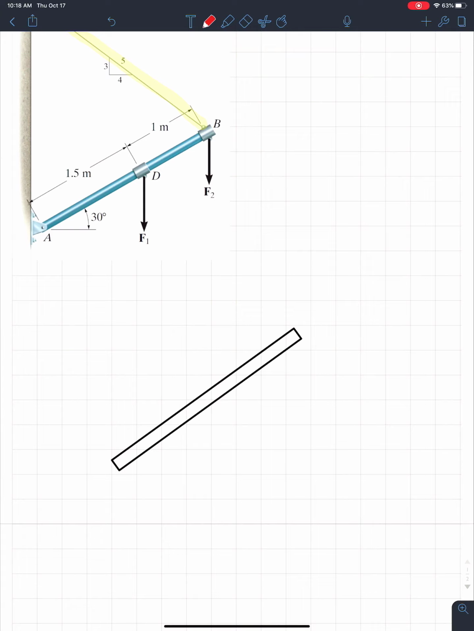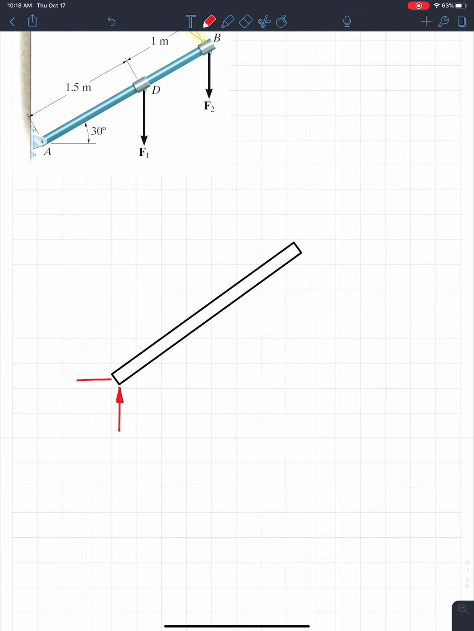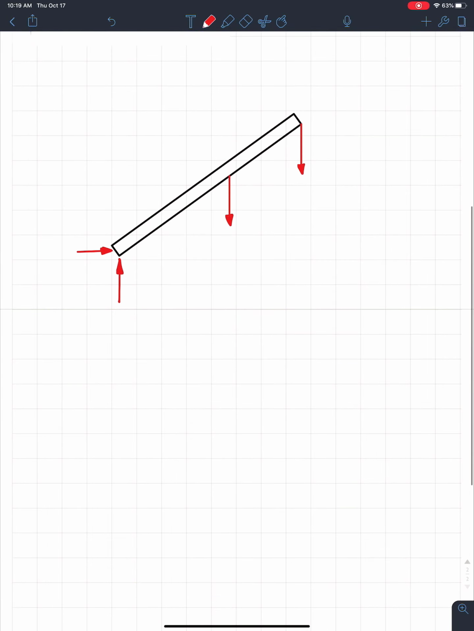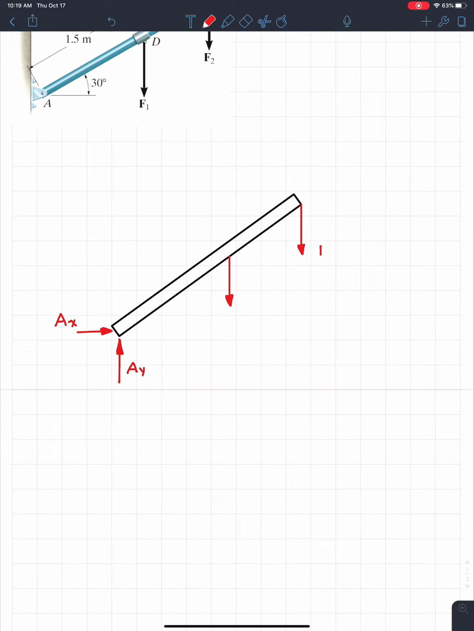If we look at point A, it's a pin, so we know it's going to have two reactions. It's going to have a vertical and a horizontal, just because it's a pin. You dealt with pins this week, so you know exactly where that comes from. There's also two more forces on the beam. We have one about here, coming straight down, and one here coming straight down. So we should probably label these real quick. At the pin, it's going to be AY, and on this side, AX. Up here we have F2, and then we have F1.